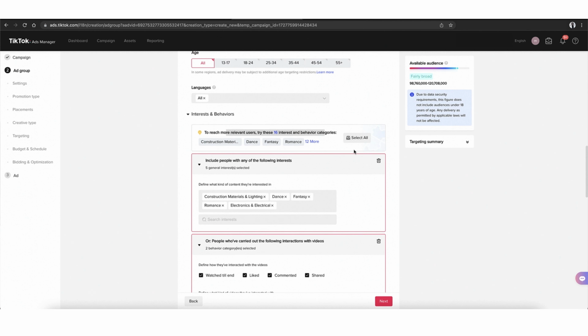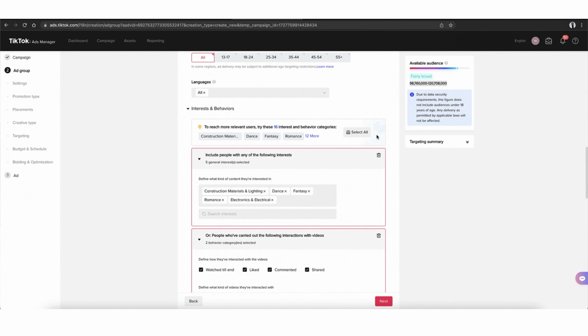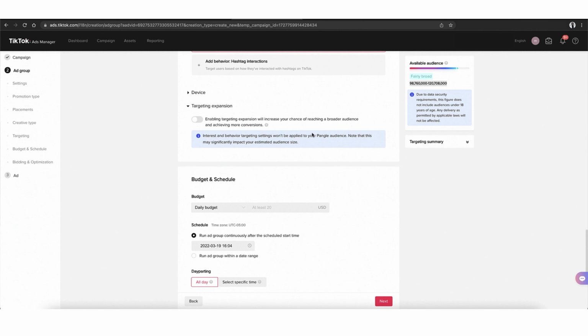All right. And the audience sizes, as you can see, are fairly broad. That's the optimal point that I realized TikTok really likes. It likes to have a wide range to play around with. So make sure that your audiences are broad.